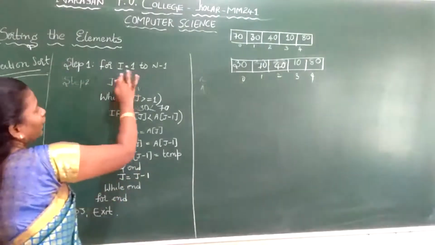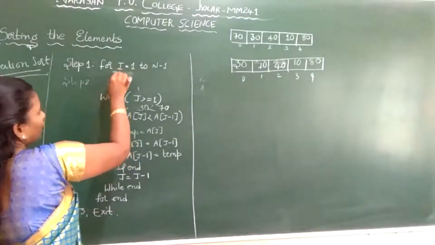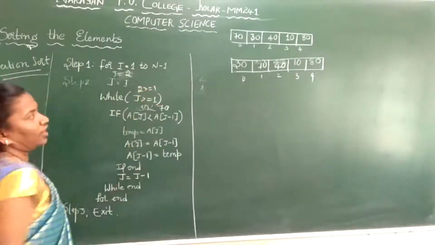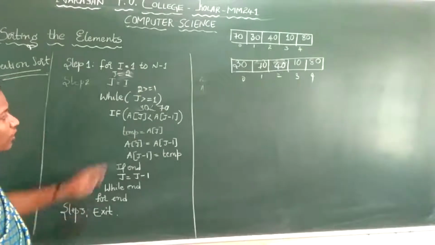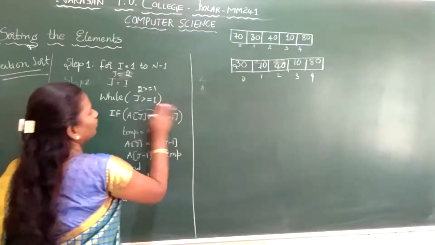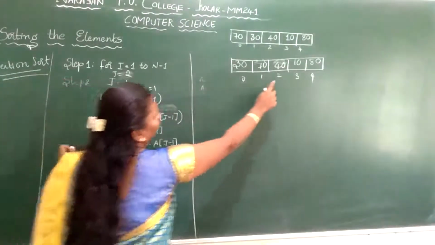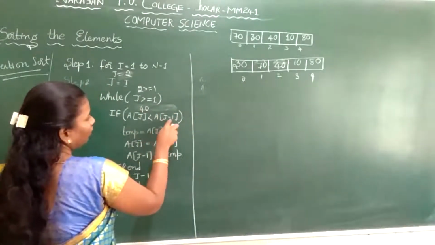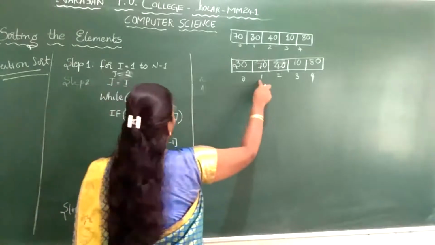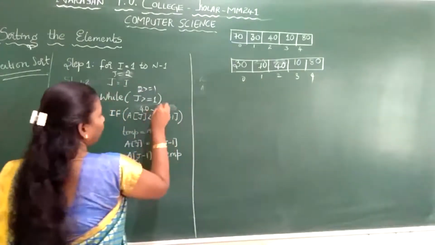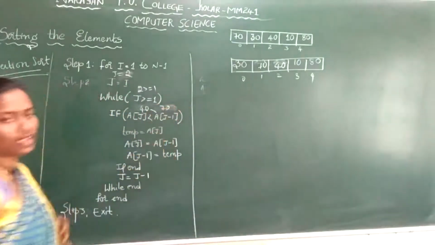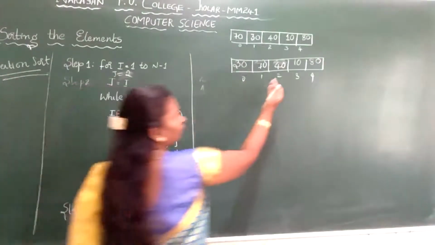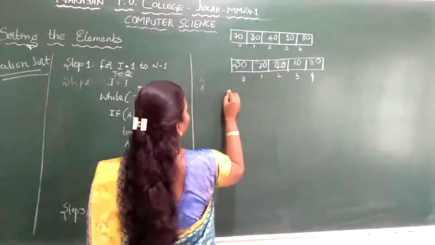Now what is the i value? i value is 2, so j is equal to 2. Is 2 greater than or equal to 1? Yes, 2 is greater than or equal to 1. Now what is A of j? That is A of 2, which is 40. What is A of j minus 1? 2 minus 1 is 1. A of 1 is 70. 40 is less than 70. Yes, 40 is less than 70. Your condition satisfies. Now again you need to swap.